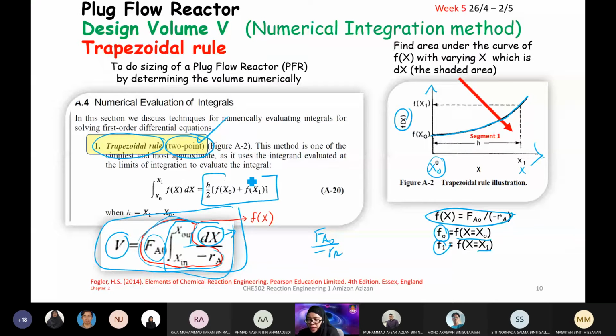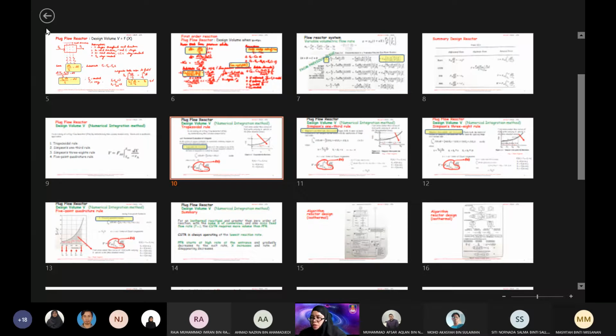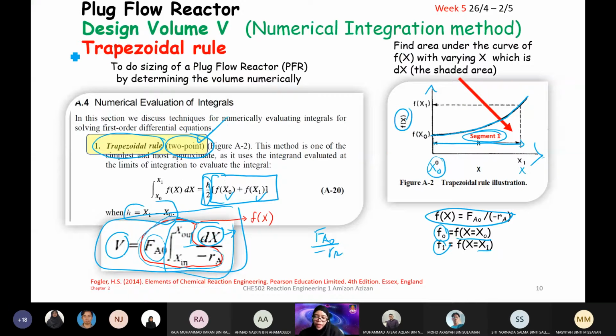Because numerically, for a 2 point, simply h over 2 open parenthesis, f at the first point plus f at the second point. 2 point. And what is h? H is simply the length from the first x to the other x. All right? And this happens to be only one segment with the value of h. And that h is simply x1 minus x naught.